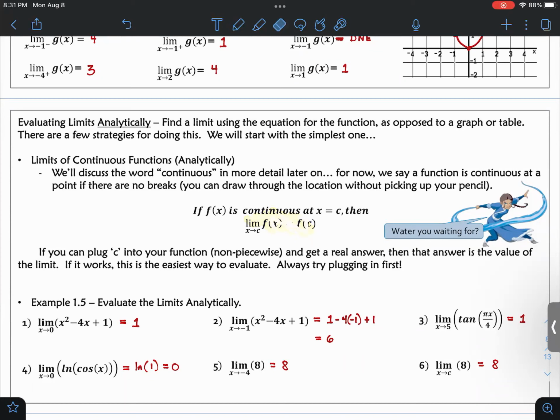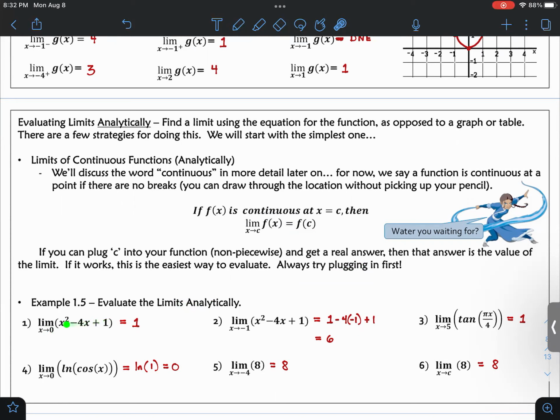What's really nice about that for you is it means if you know your function is continuous, then to solve these limit questions, all you need to do is take the x value that we're approaching and just plug it in to the function itself. And basically, if you can plug this number in and get back a real answer, that means it was continuous and you're good to go. So that's usually the first thing to try when you're evaluating limits analytically: can I just plug this number in and get back a result? If so, that's my answer.